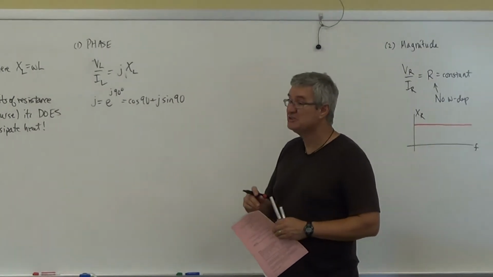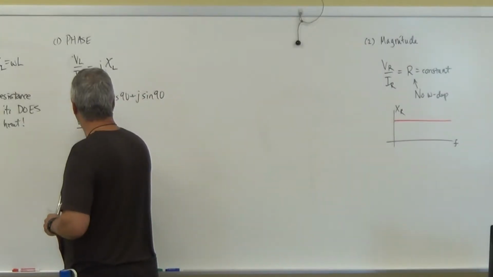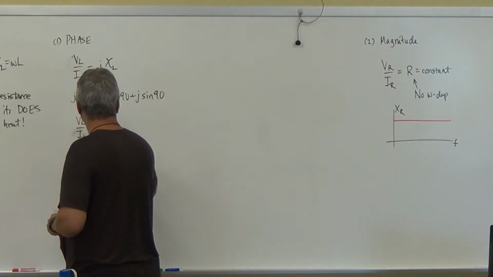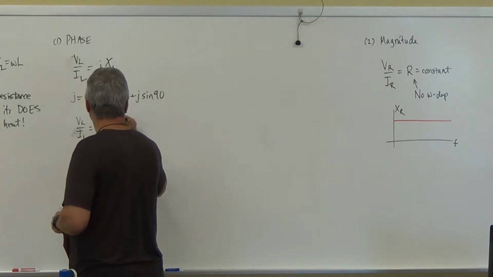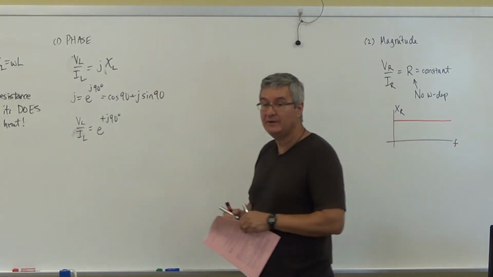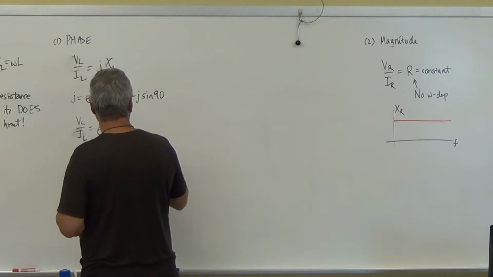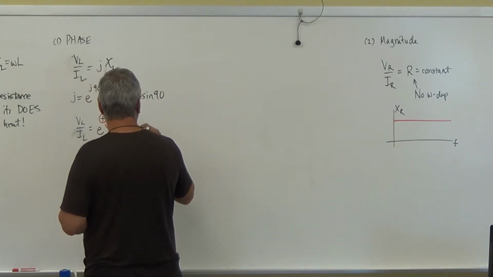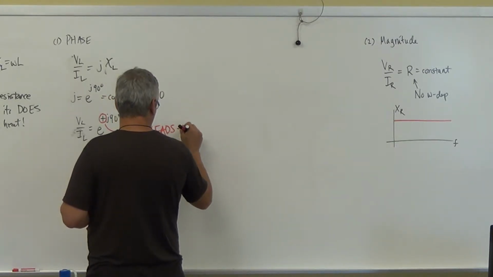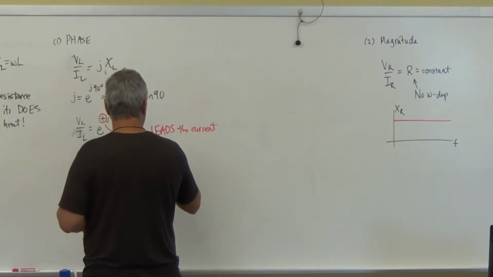So the key thing to remember here, in the language of phase, is that VL over IL is equal to e to the plus j 90 degrees. And that plus has a very unique feature here. That plus tells us that the voltage leads the current by 90 degrees.